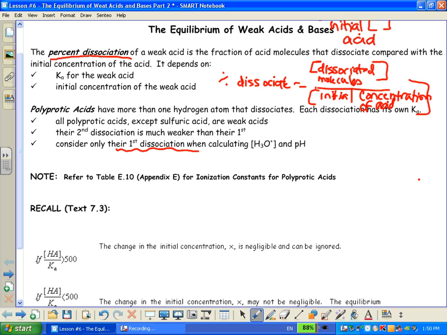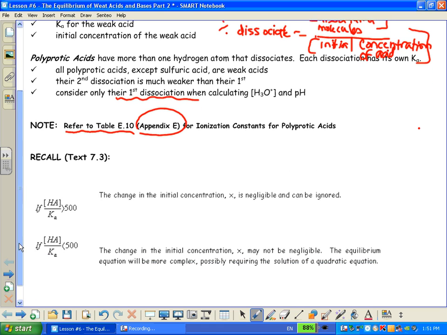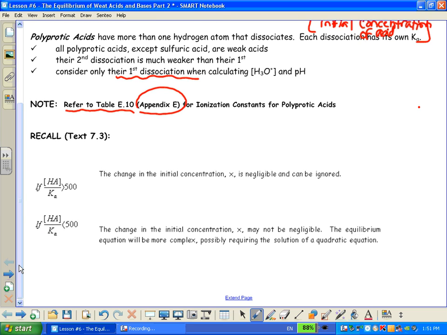So like I said before, in order to find any of your Ka values, you can refer to table E10 in the back of your textbook, which is found in Appendix E. And that will give you the ionization constants for polyprotic acids. So you're looking for your Ka values in the back of your book. There weren't a lot of questions where this was applicable, but it will be applicable in this chapter.